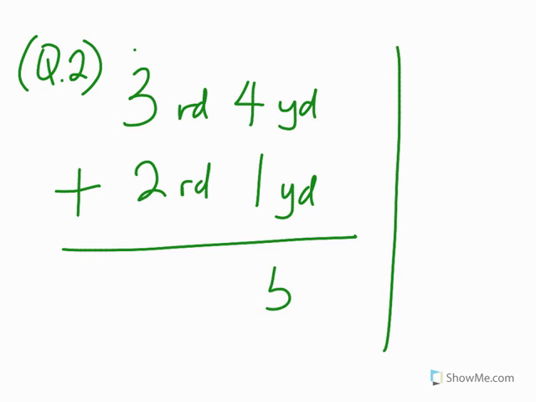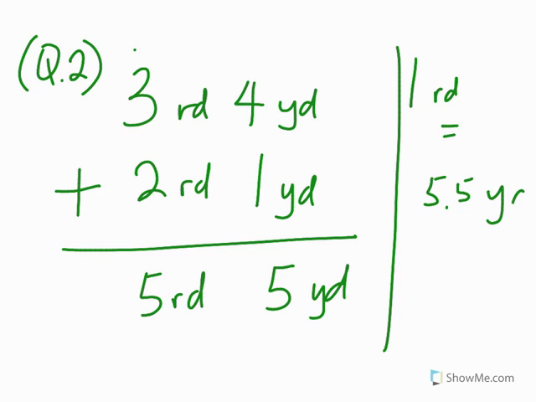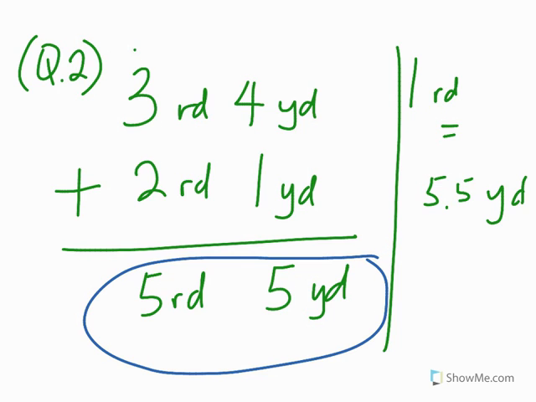4 plus 1 is 5 yards. And then 3 plus 2 is 5 rods. We notice that 1 rod is 5.5 yards, so 5 is less than 5.5. So we just leave it as it is and write it that way. So this becomes our answer: 5 rods, 5 yards.